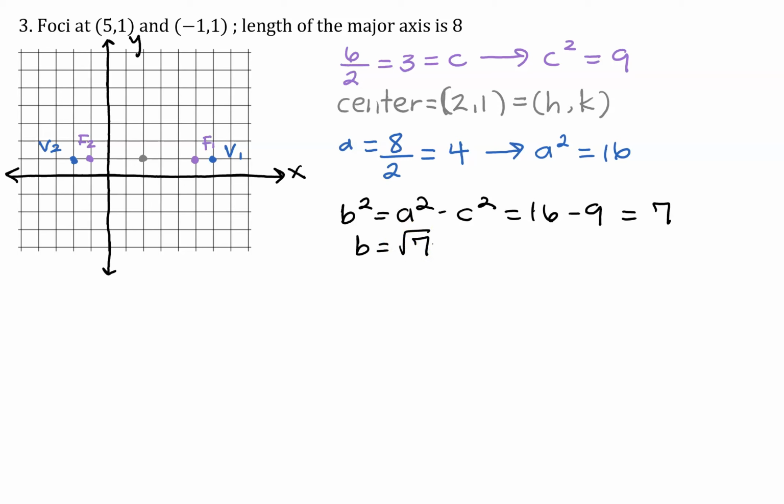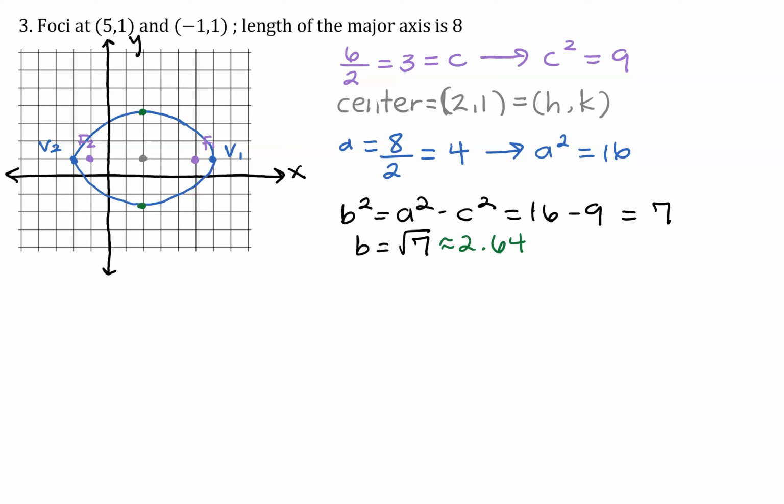And so we must move the square root of 7 units above our center and the square root of 7 units below our center to find the two points that are above and below it. Square root of 7 is approximately 2.64. So moving about 2.64 units above puts us right there, and moving about 2.64 units below puts us about right there. And so our ellipse looks something like this.